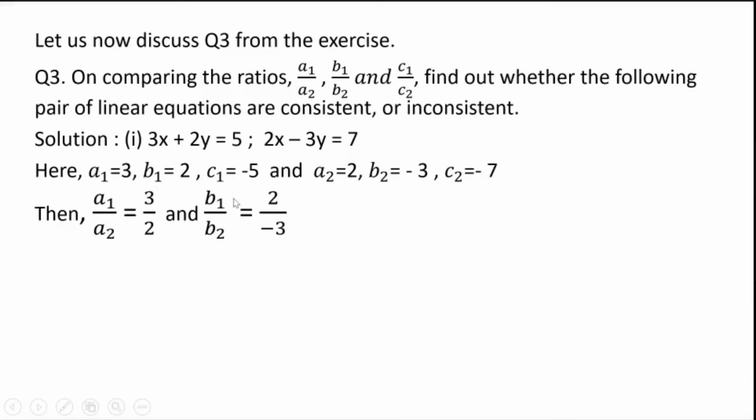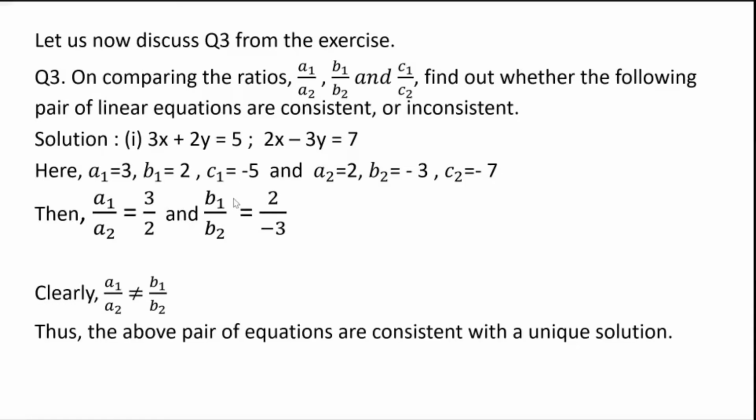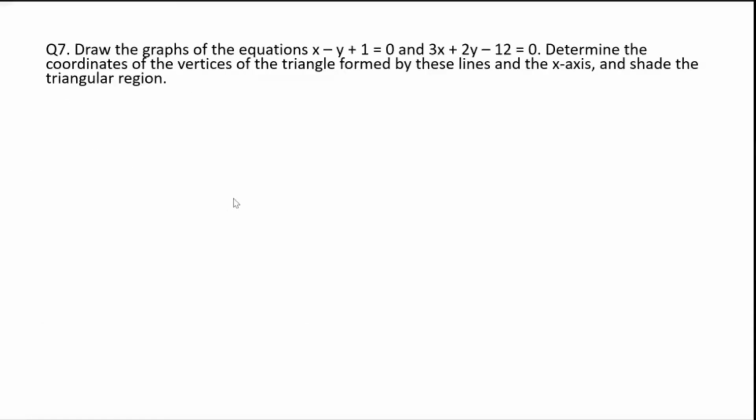Because a1 upon a2 is not equal to b1 upon b2, I can clearly say that the system of equations will be a consistent one, and we'll be getting a unique solution from this. Now, one question of the graphical representation, because there's a 5-mark question, either it will be a word problem or it can be a graph also.